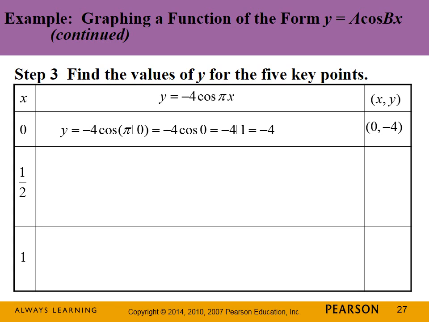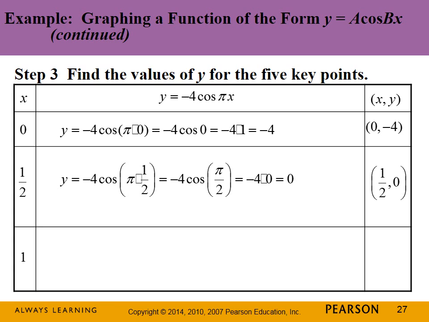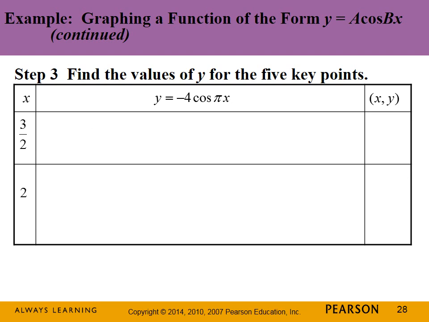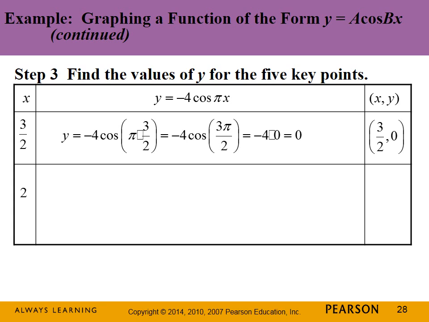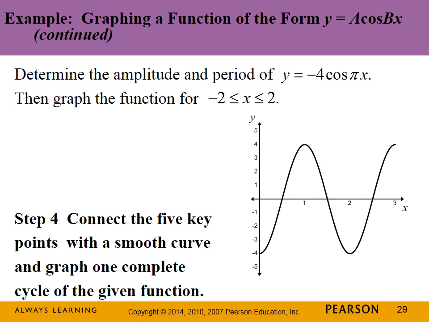First point on the graph is (0, -4). Second point is (1/2, 0), and then (1, 4). Here are the last two x values, and they give you points at (3/2, 0) and (2, -4). So when you plot those points and connect them with a smooth curve, you get something that looks like this.